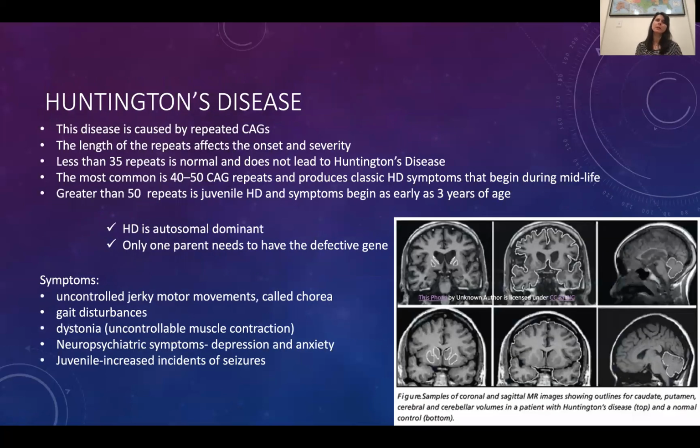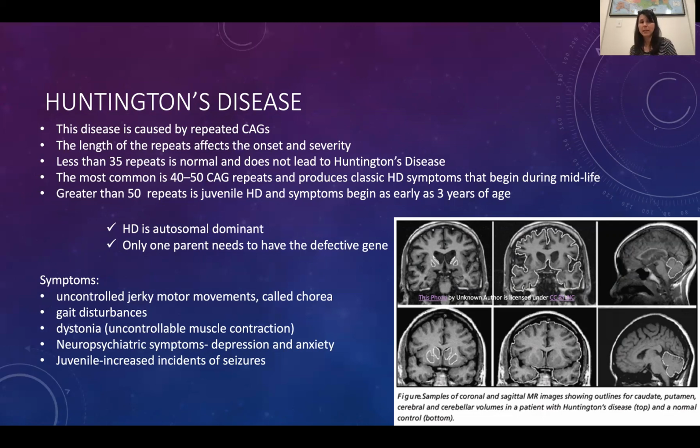So an example of this is a very devastating disease called Huntington's disease. It is caused by repeated CAGs. The length of the repeat affects the onset and the severity. Less than 35 repeats is normal and does not lead to Huntington's disease. The most common is about 40 to 50 repeats of the CAG, and it produces the classic Huntington's disease symptoms, and it begins in midlife. Greater than 50 repeats is juvenile Huntington's disease, and the symptoms begin as early as age 3.